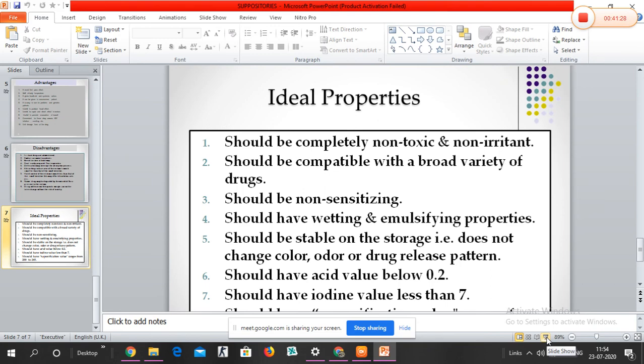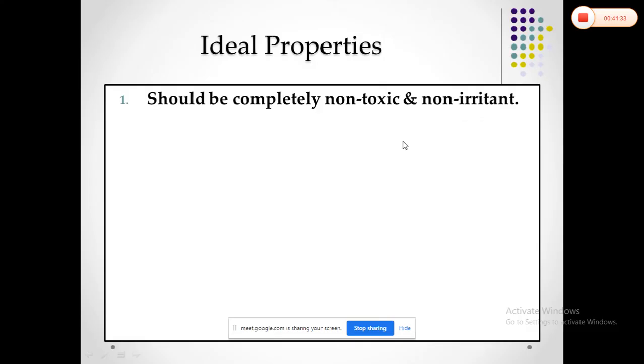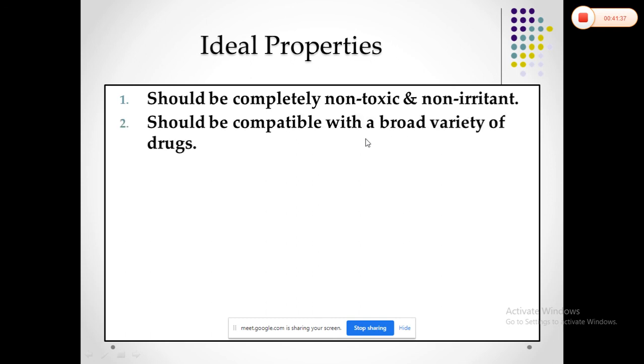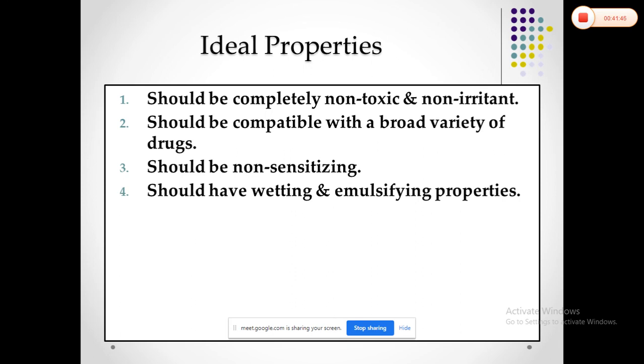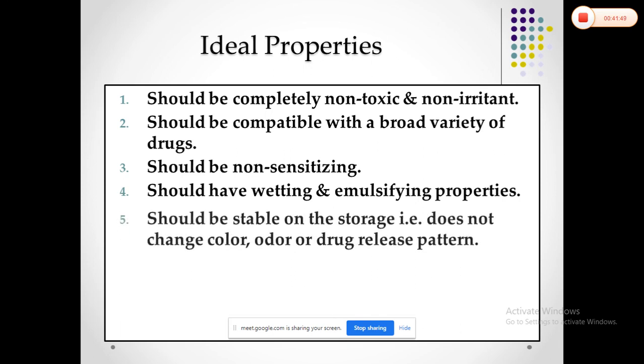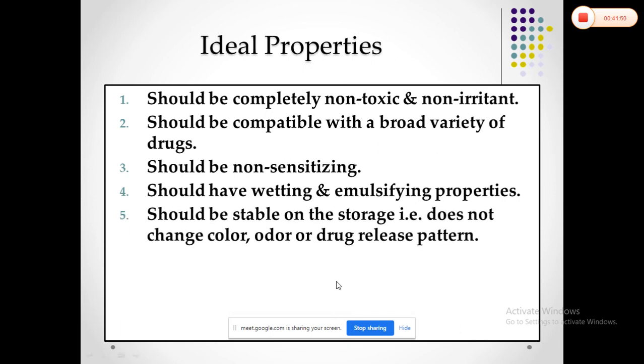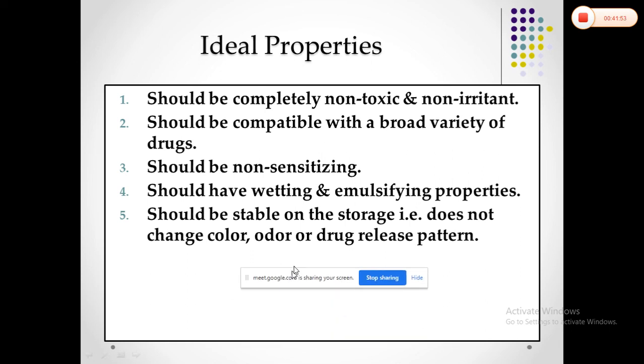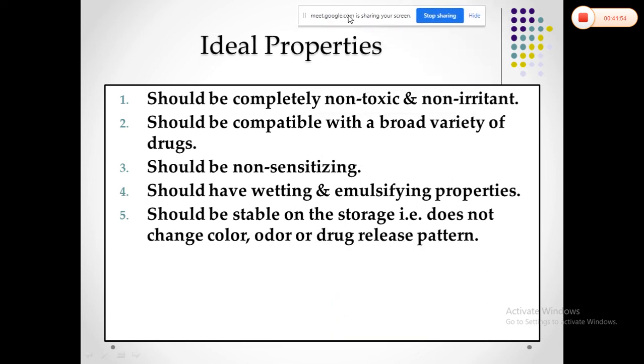So these are the ideal properties of suppositories: it should be completely non-toxic and non-irritant, and compatible with a broad variety of drugs. Then it should be non-sensitizing and have wetting and emulsifying properties. It should be stable on storage, that is, it does not change its color, odor, or drug release patterns.